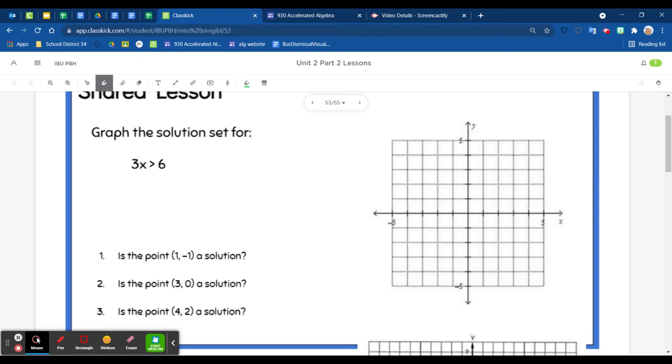All right, we have a 3x is greater than 6. Let's divide by 3. x is greater than 2. All right, I know that x equations are vertical lines, so I'm going to go to 2. And again, I have another dashed line because I'm not equal to.